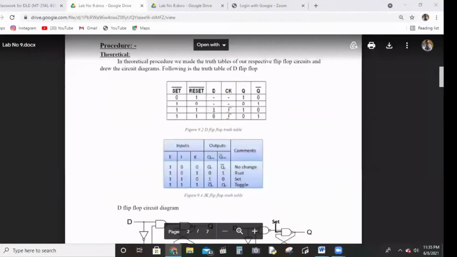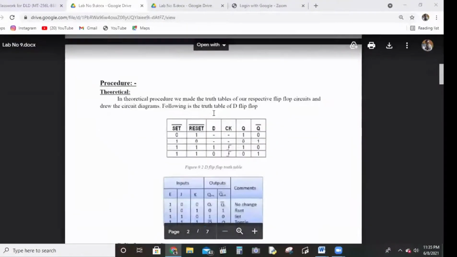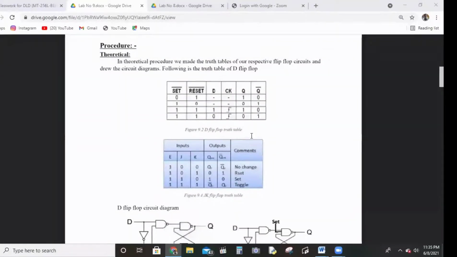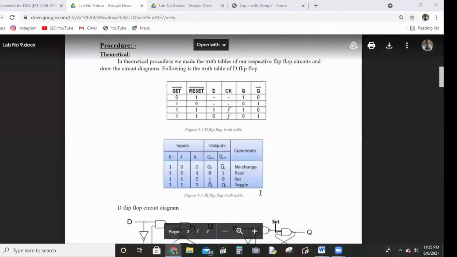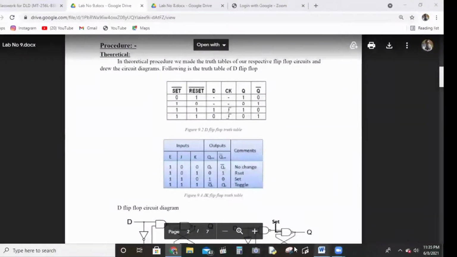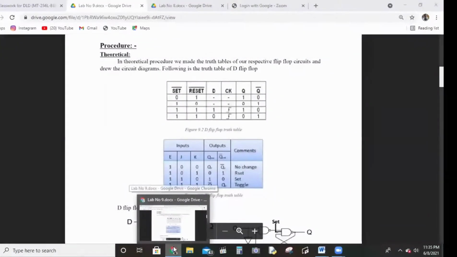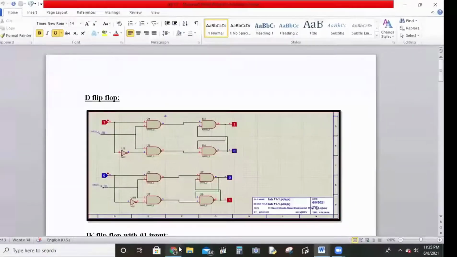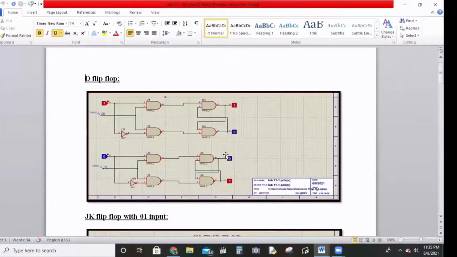Now we will move towards our next lab, that is lab number 11. This is lab number 11. In this lab, we are going to design J flip-flop, D flip-flop, and master flip-flop. First of all, we are going to design the circuit for D flip-flop. This is the circuit which I have already made, and I put a screenshot over here.